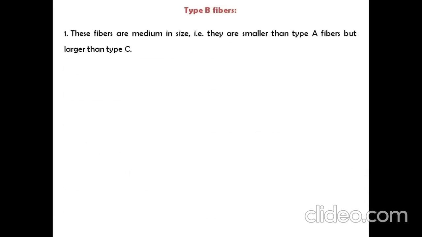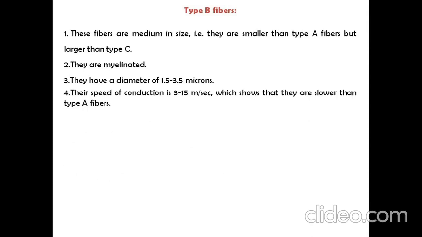These are type B fibers, which are medium in size, that is, they are smaller than the type A fiber and larger than the type C fiber. They are myelinated and have a diameter of 1.5 to 3.5 micron. It means they are smaller than the type A fiber. The speed of conduction is 3 to 15 meter per second, which shows that they are slower than the type A fiber and faster than the type C fiber. Examples of type B fiber are preganglionic autonomic efferents.